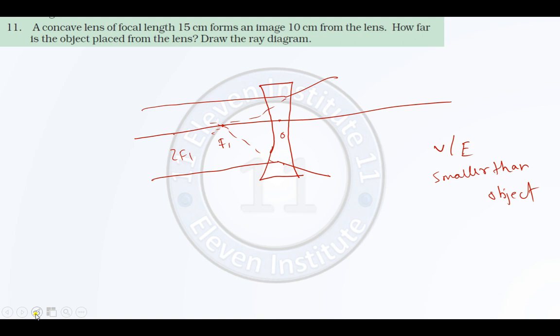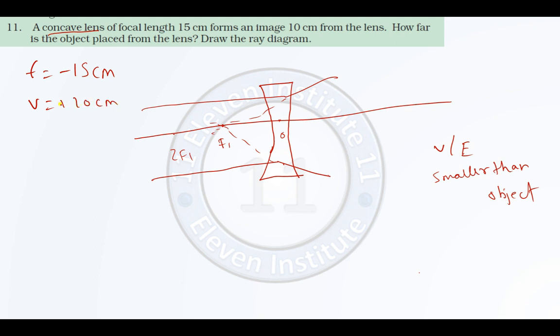Now let us see the solution. What is given to us? The focal length is 15 centimeters. So we may first write over here f is equal to minus 15 centimeter. Why are we writing minus over here? Because the lens is concave, and for a concave lens f is minus 15 centimeter. An image 10 centimeter from the lens is obtained, so that is image distance v, 10 centimeter.